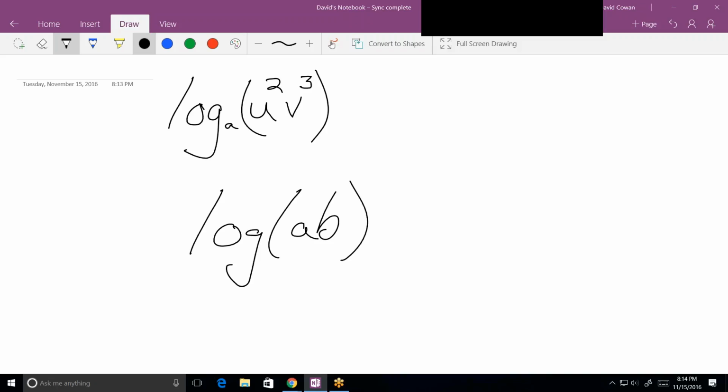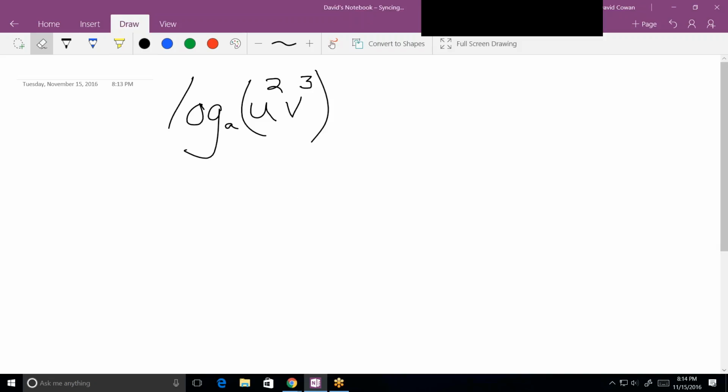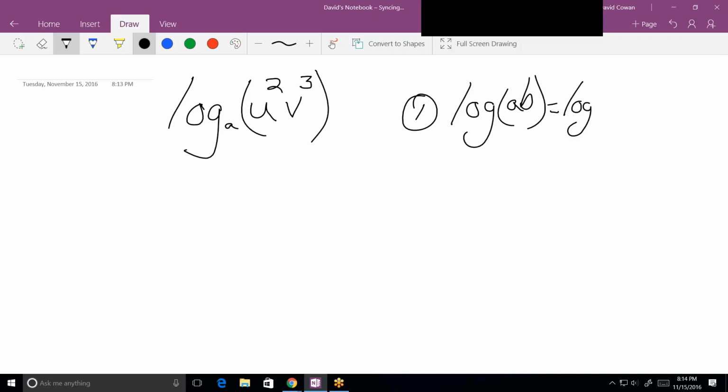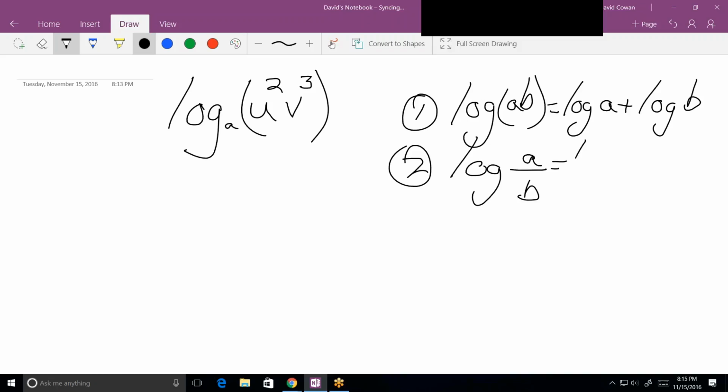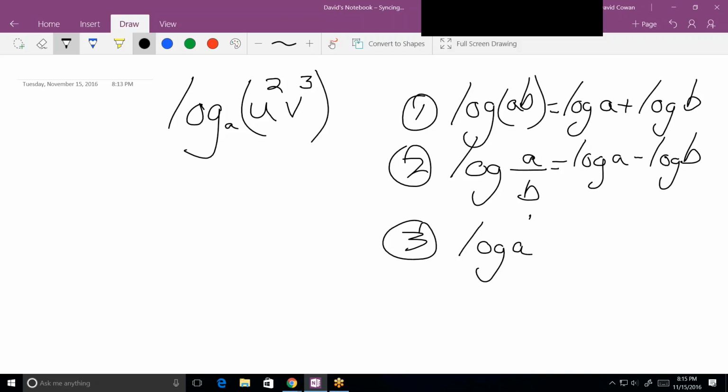There are 3 log rules that are critical when dealing with logs. Number 1 is log of A times B is equal to the log of A plus the log of B. Number 2 is the log of A divided by B equals the log of A minus the log of B. And number 3, the log of A raised to the B power is equal to B times the log of A. This A I'm using is not the same as this A over here. I could have used X and Y for that matter for my 3 rules.